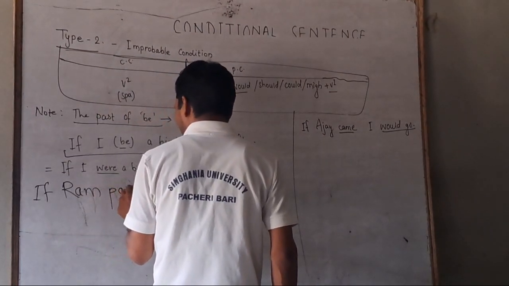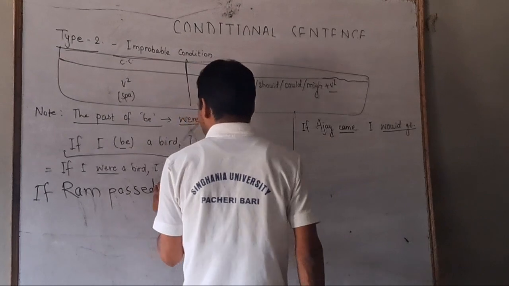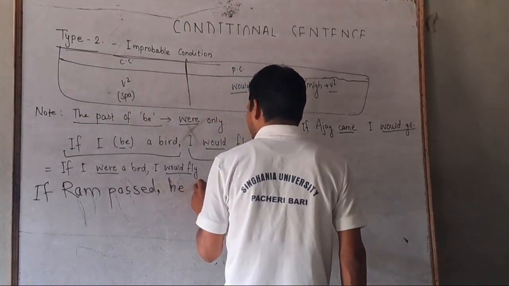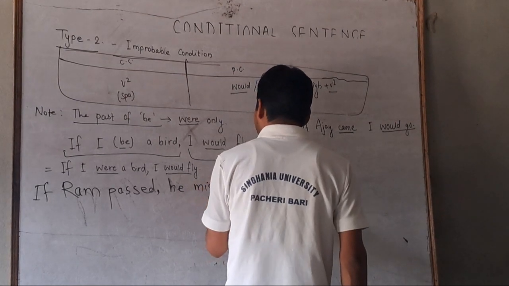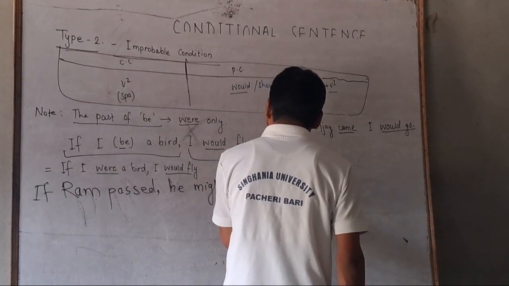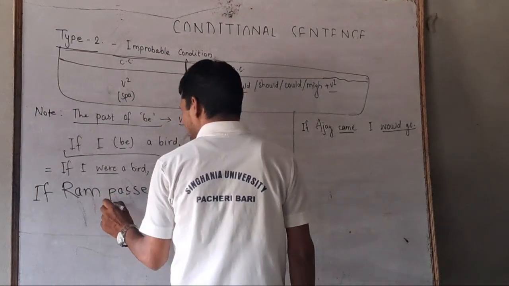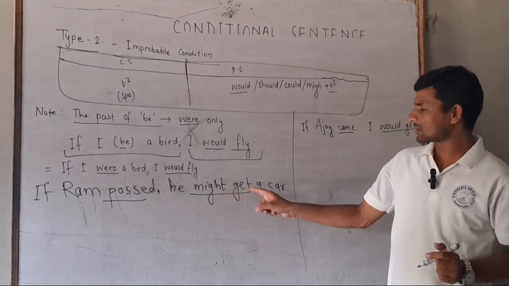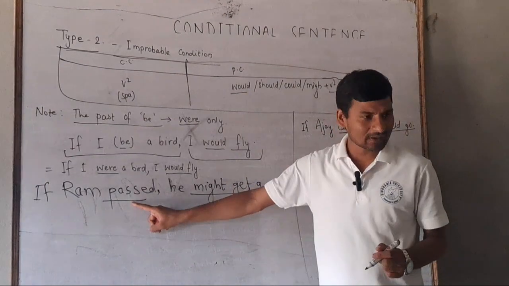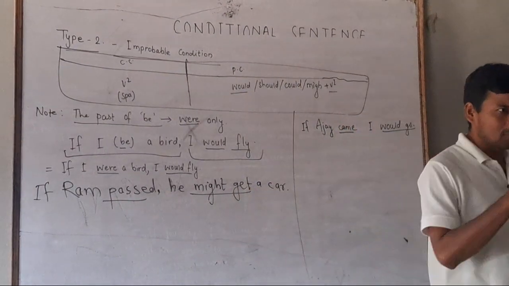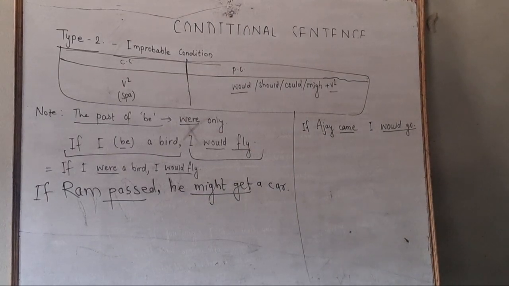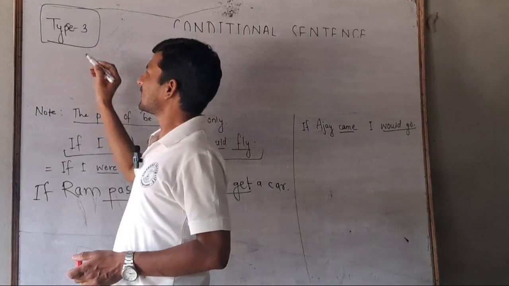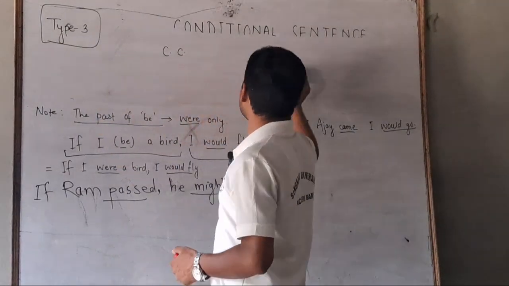If Ram passed the exam, he might get a car. If Ram passed the exam, he might get what? A car. Might plus verb 1. This side verb 2. If one side verb 2, another side might, should, could, would plus verb 1. Now, conditional sentence type 3.